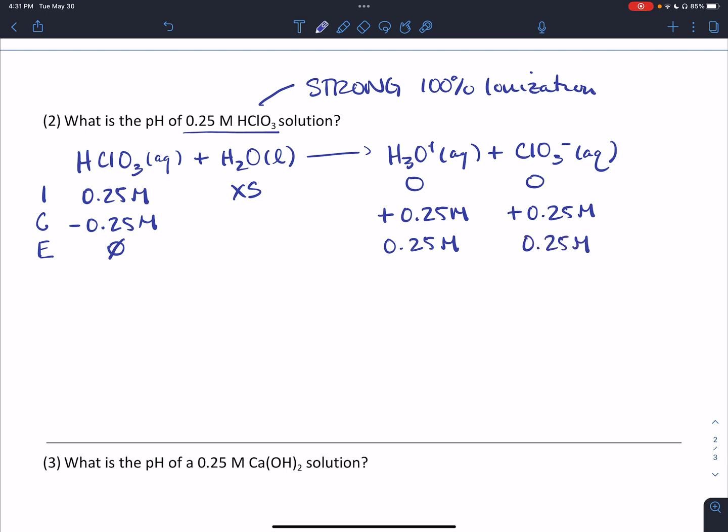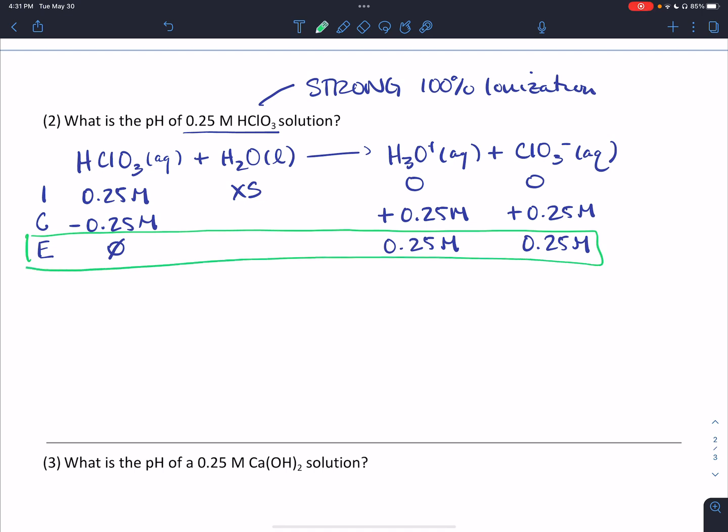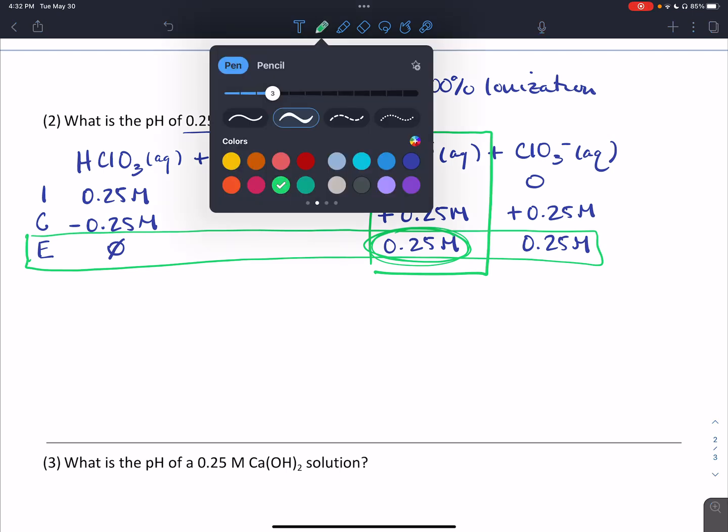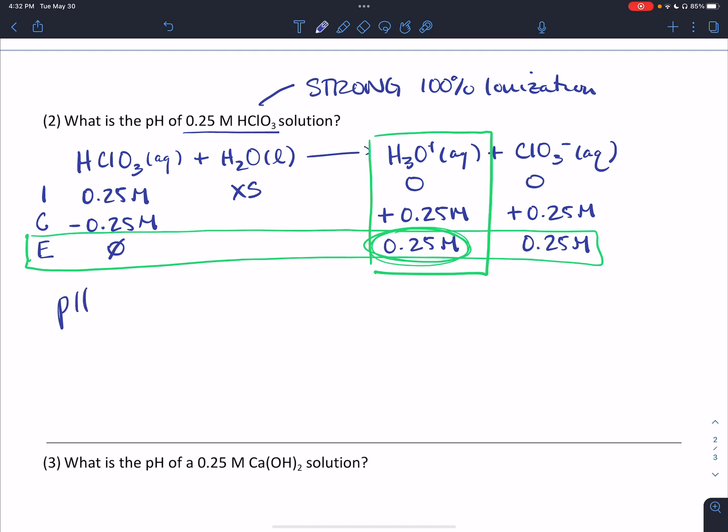So now I look at this equilibrium, the end of the reaction row, and I ask myself, which of these substances can influence pH? Well, the chlorate ion has no effect on pH. I can't calculate H3O plus or pOH or any of that. The hydronium, however, this piece, is the number that I am interested in. The hydronium concentration after the reaction finishes is 0.25 molar, and with that number, I can calculate the pH.